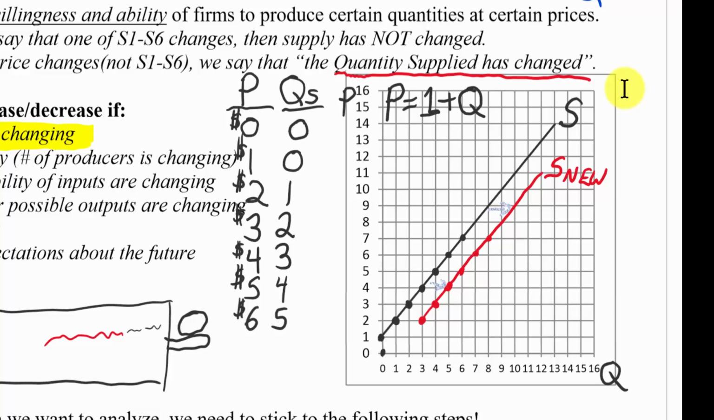Okay, so anything that makes it harder to produce is going to decrease supply. Anything that makes it easier or cheaper to produce is going to increase supply. All right, so what else could actually change supply rather than just changing quantity supplied?